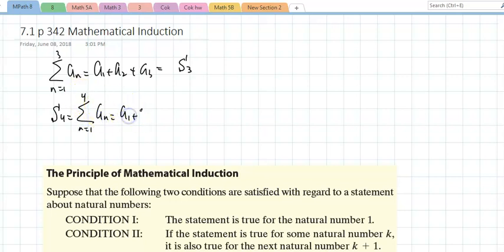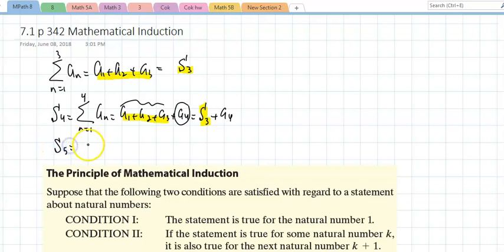Wouldn't that be a sub 1 plus a sub 2 plus a sub 3 plus a sub 4? Okay, I don't know how to count. Wouldn't you say this is S sub 3 plus a sub 4? And we know how to find a sub 4. You replace n by 4.